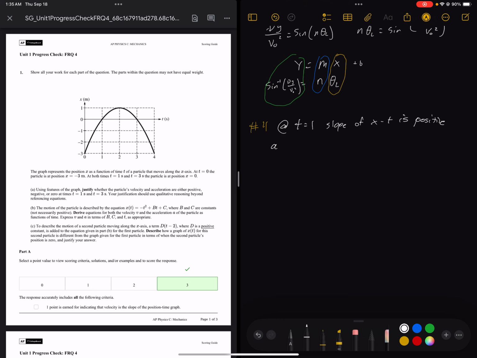Also, I know that the acceleration is negative. And there are 2 ways you can explain this. You could say that the slope of the graph is decreasing over time, so you're basically taking the second derivative. I'm looking at the slope of the position-time graph. I know it starts off as positive, it reaches 0, and then it becomes negative. If your velocity is changing from positive to 0 to negative, that means you have a negative acceleration. My velocity is decreasing. So that's why it's negative acceleration at t equals 1. But that's also true at t equals 3, right?